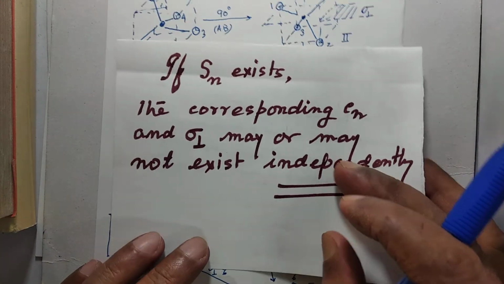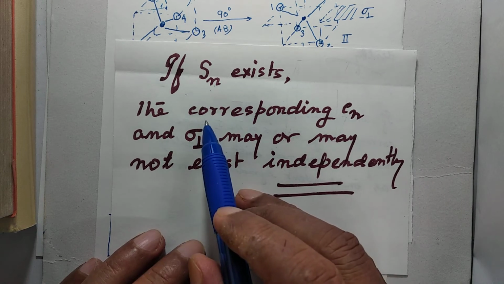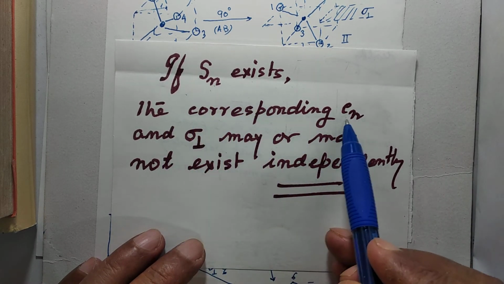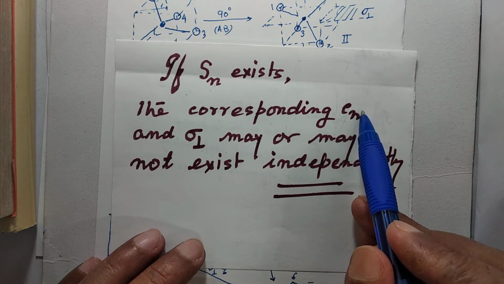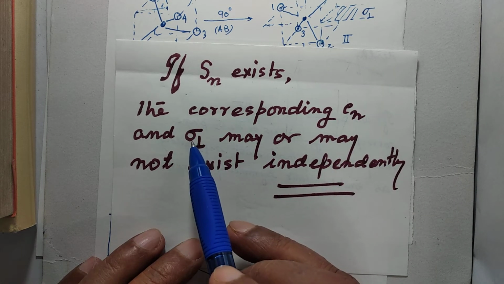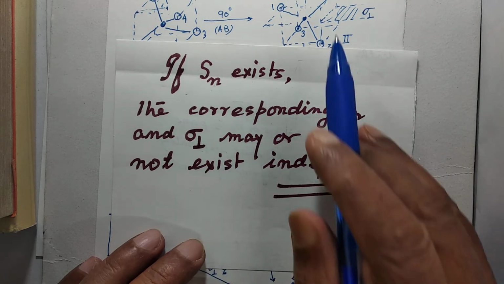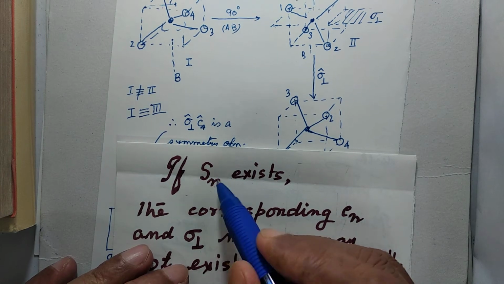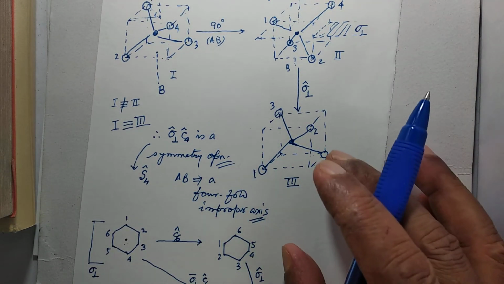We write this. If Sn exists, Sn means n-fold improper rotation, the corresponding Cn and sigma plane, Cn as an axis, as a symmetry element, Cn and sigma plane as a symmetry element may or may not exist. Sometimes they exist, sometimes they do not. But the combined operation Sn is possible in many cases.